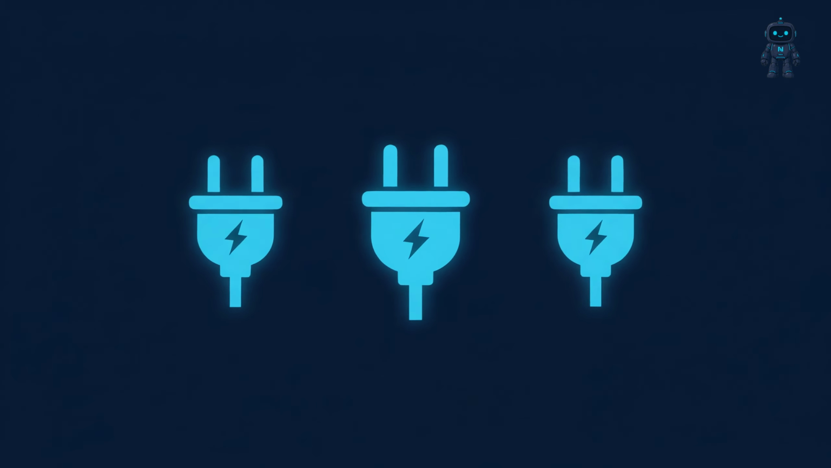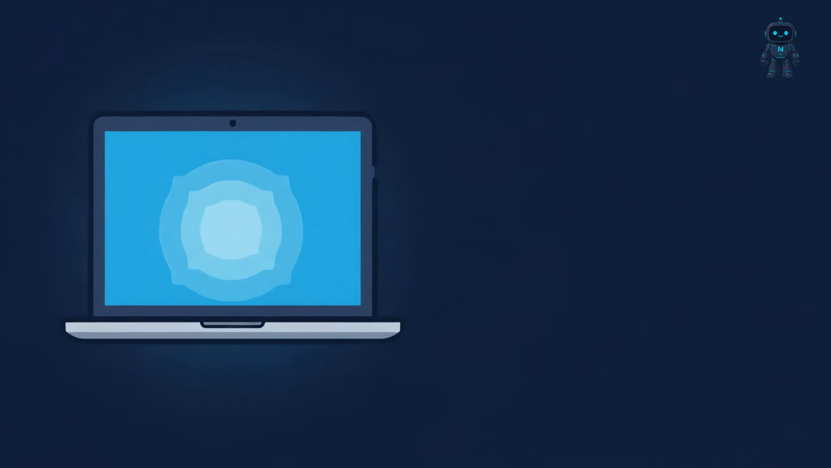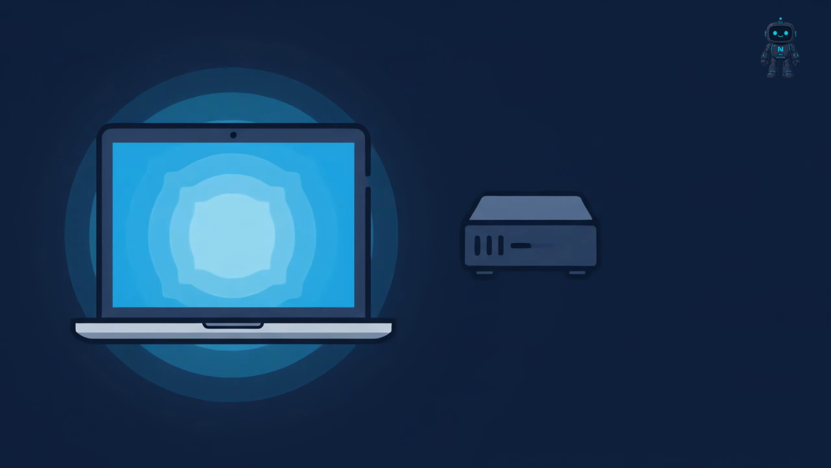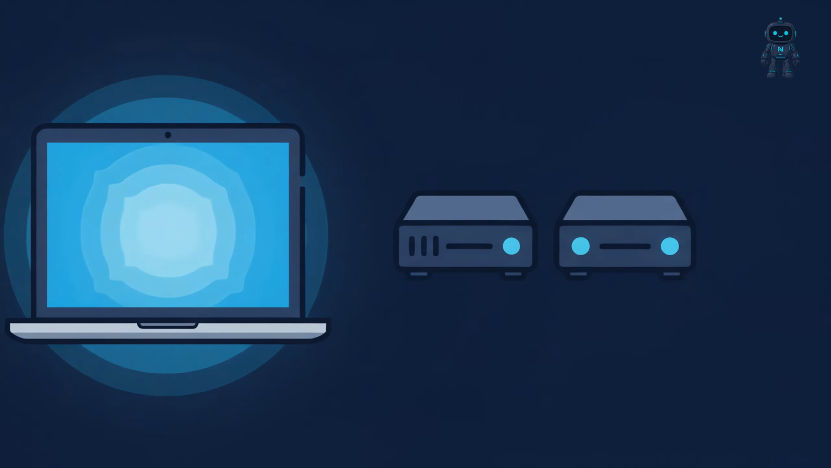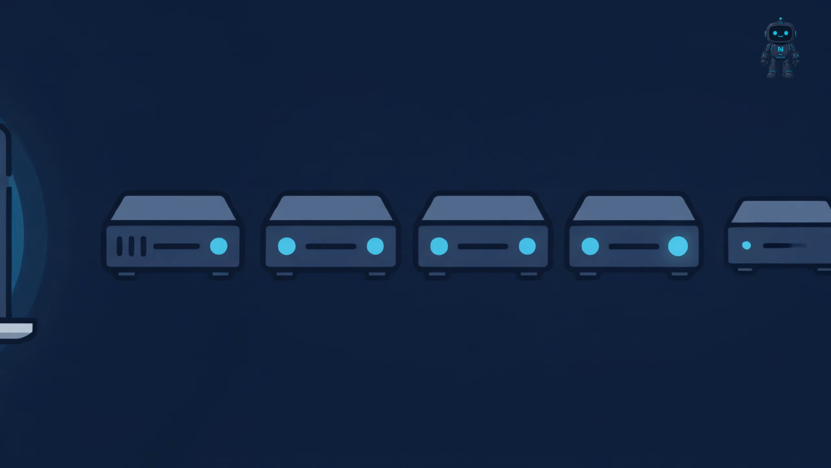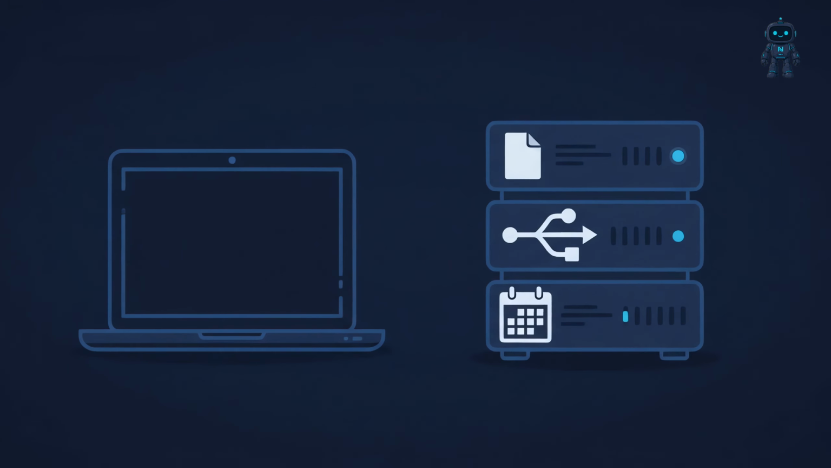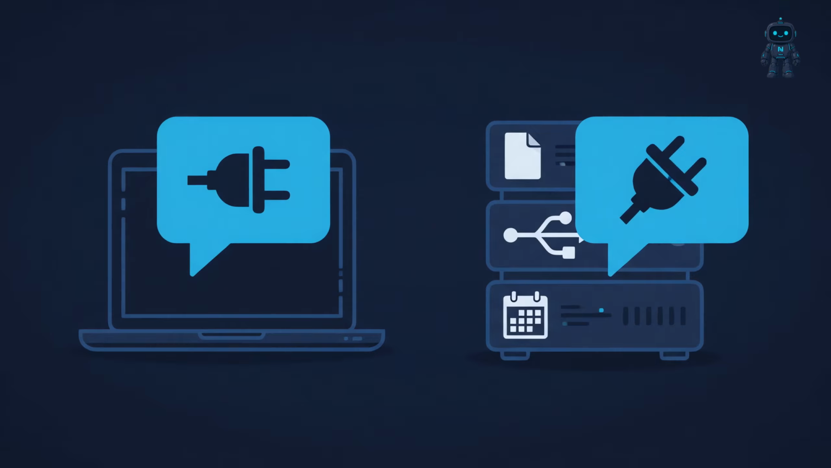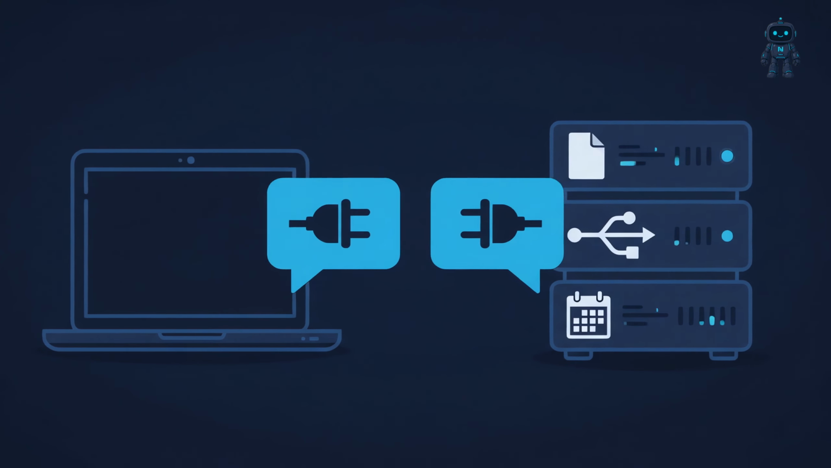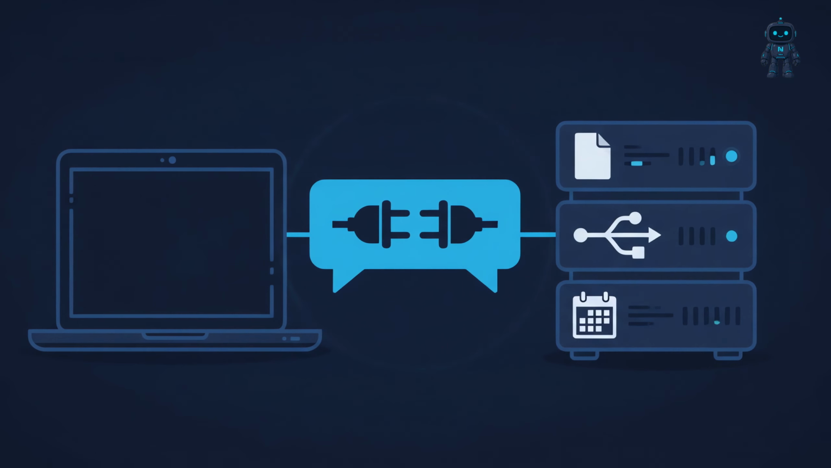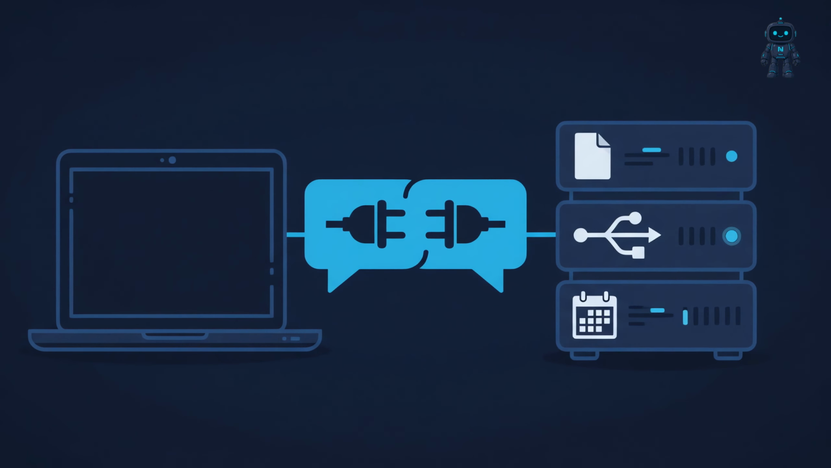How it works. On one side, the AI app, the laptop that wants to do things. On the other, little programs called servers, the devices you plug in. One server speaks Google Drive, one speaks GitHub, one speaks your calendar. The AI doesn't learn each tool's secret language anymore. It speaks MCP, the server speaks MCP, and they understand each other instantly.